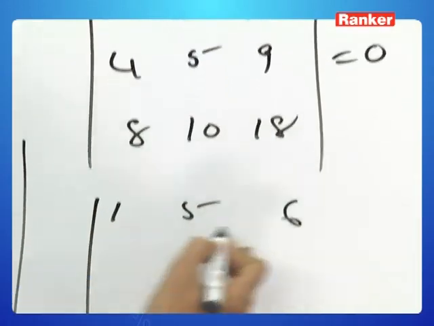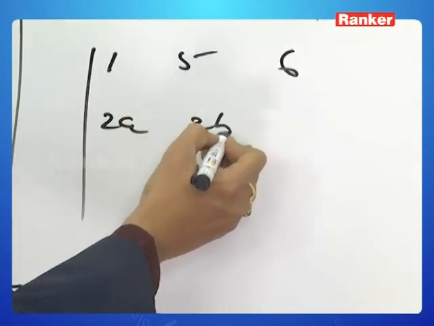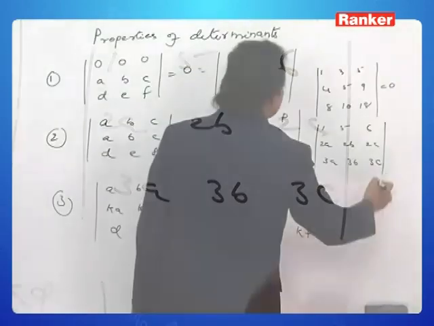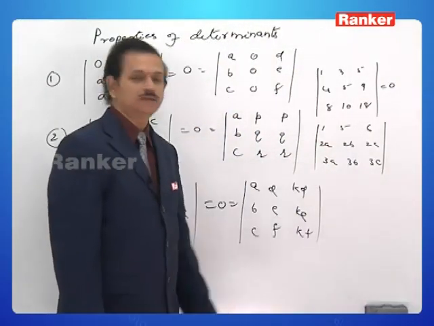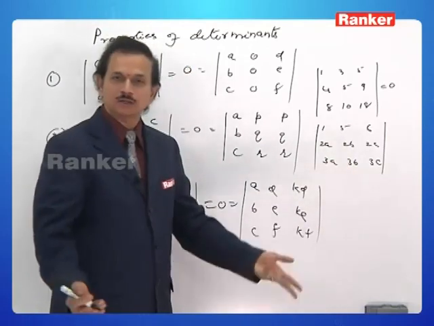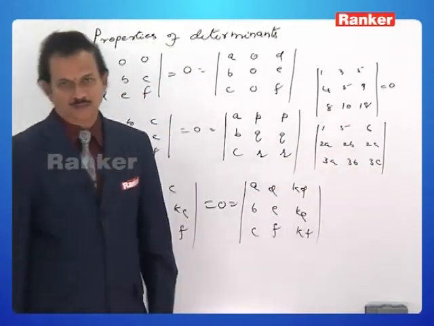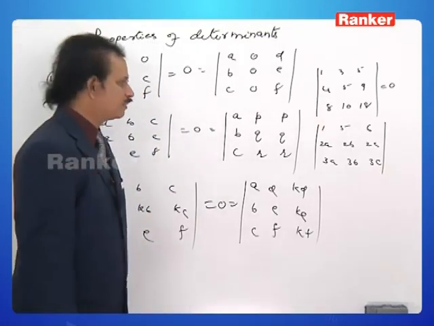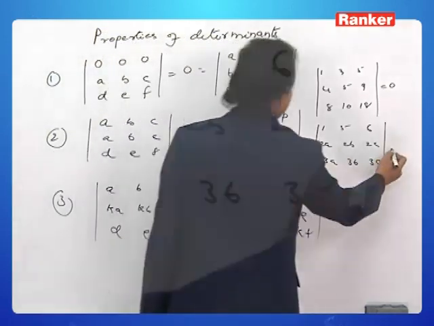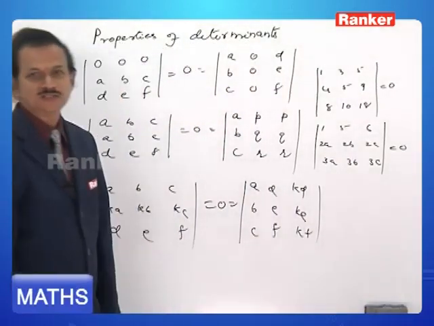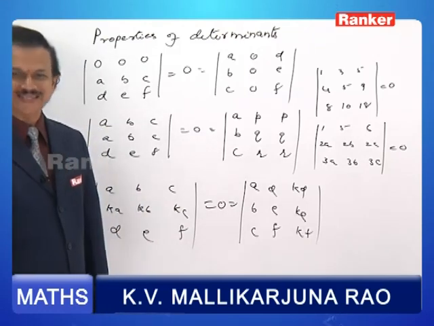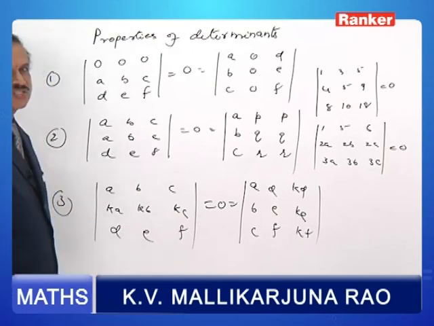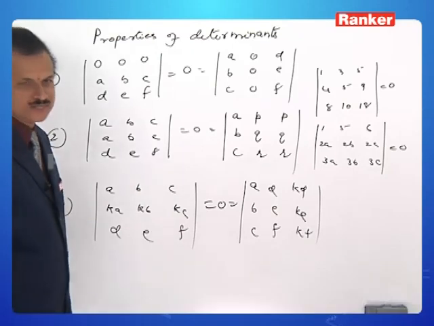1, 5, 7, 2A, 2B, 2C, 3A, 3B, 3C. What do you say about this determinant? What is 2A by 3A? 2 by 3. 2B by 3B? 2 by 3. 2C by 3C? 2 by 3. The ratios are equal. What does it mean? They are proportional. If they are proportional, then also the determinant is 0. Yes, these are the beautiful basic properties. Next, let us turn towards the remaining properties of determinants.